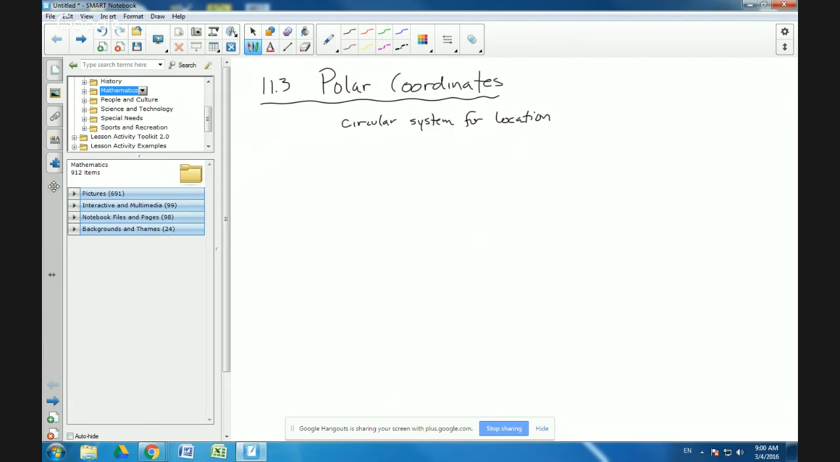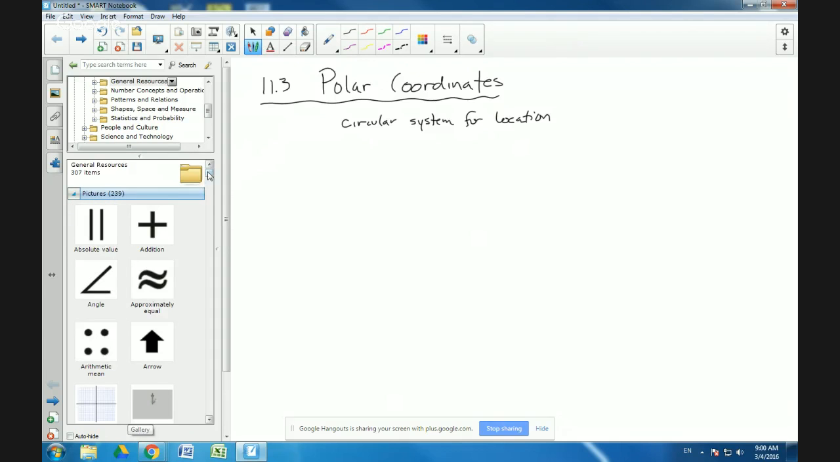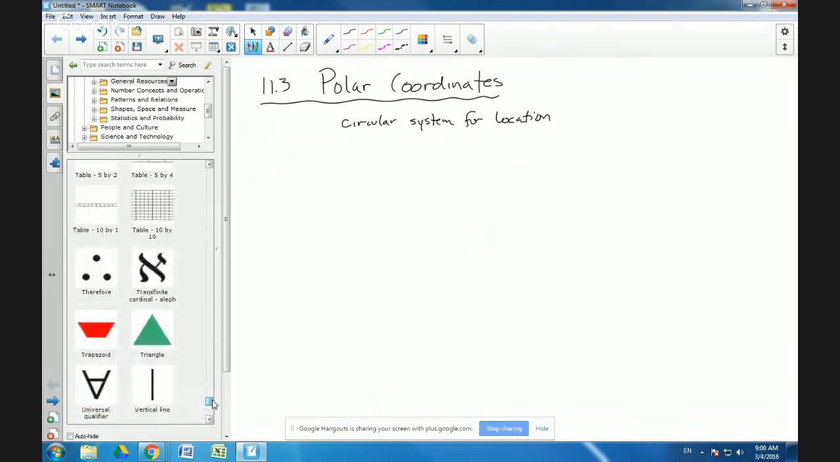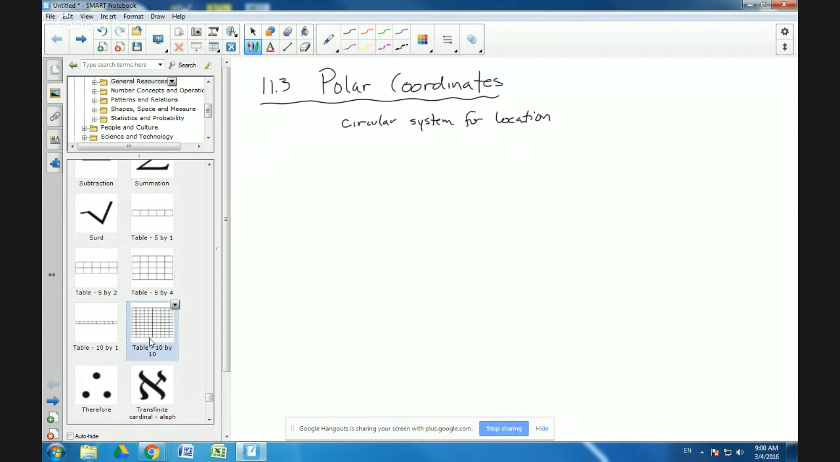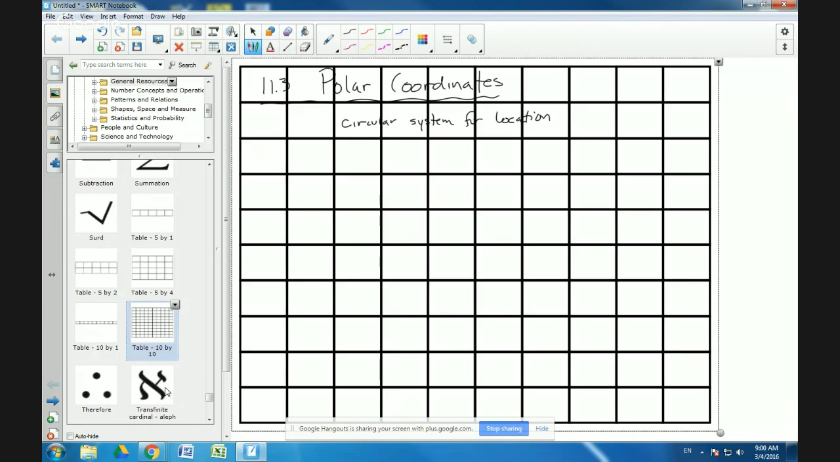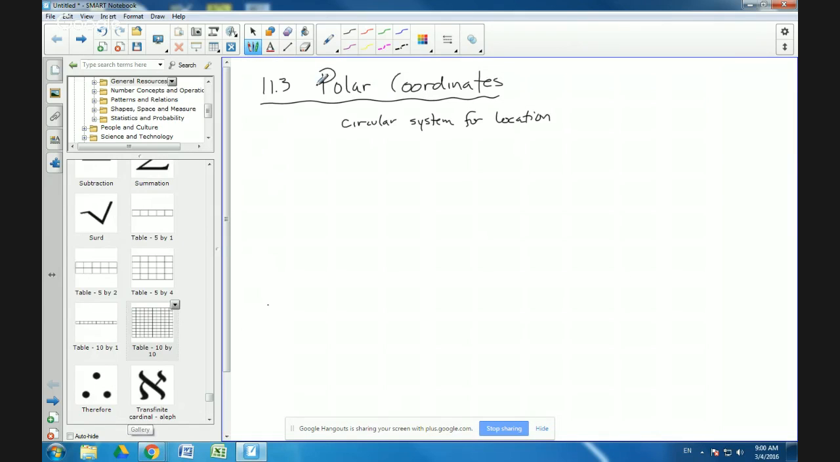Just so I can find my grid here. Let's see if that works. Nope. That cheated. How about you? Okay, I'll just draw it.